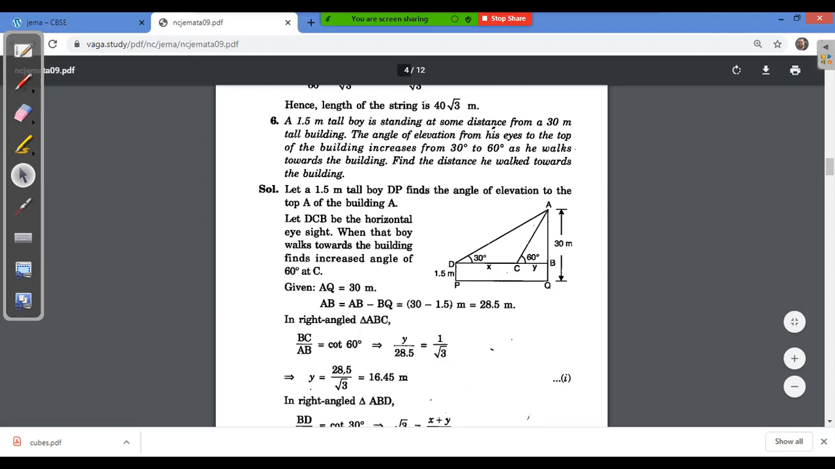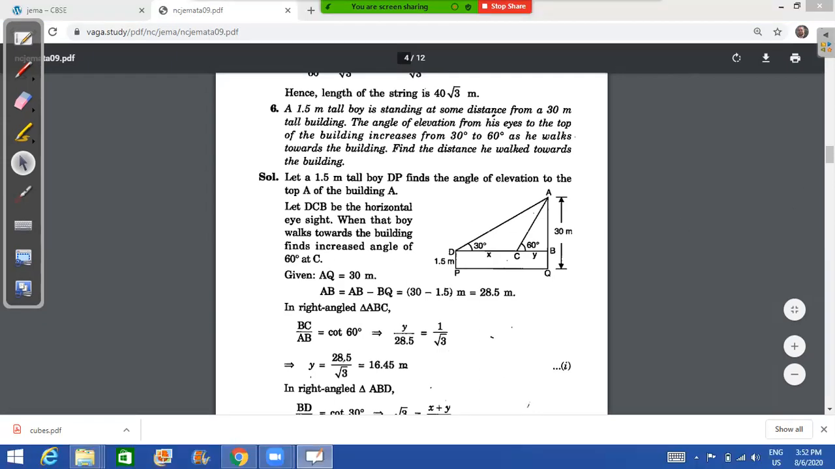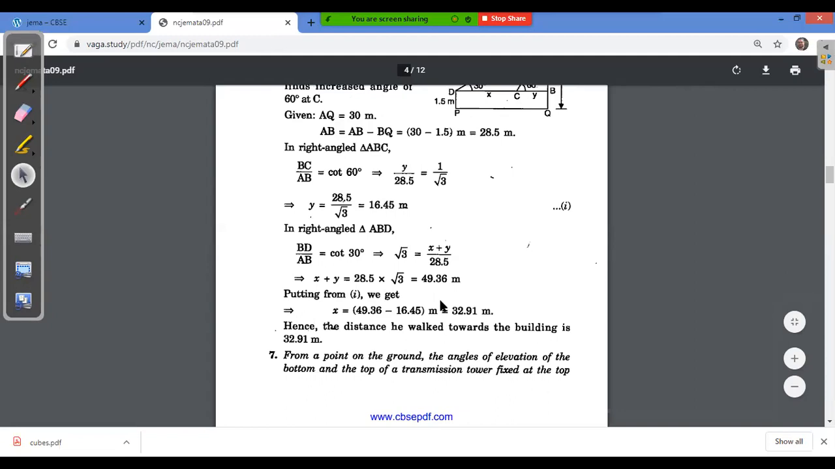Now, what was the question? To find out the distance that the boy has moved. In other words, you have to find out the length of AB, and AB is AC minus BC. So this is going to be 28.5 root 3 minus 9.5 root 3. And therefore, what is our answer? The answer is 19 root 3 meters. So the distance that the boy has moved will be 19 root 3 meters. This will be the final answer.